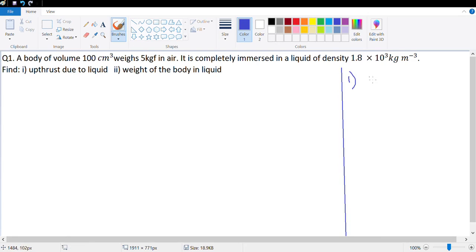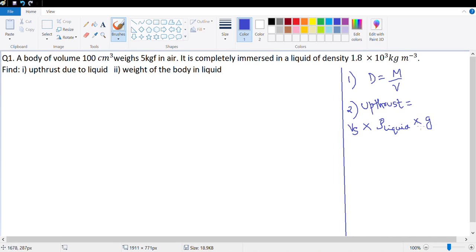We know density is equal to mass upon volume. We've been doing this since maybe grade 6 or 7. Number two, we know upthrust, which is the force applied by a liquid or rather a fluid on any object which is immersed in it, is equal to the volume of the part of the solid which is immersed in the liquid multiplied with density of the liquid multiplied with gravity. So upthrust is equal to volume of solid immersed in the liquid multiplied with density of liquid multiplied with gravity.